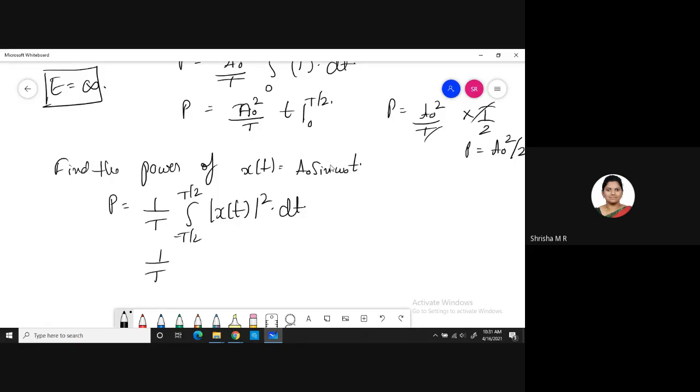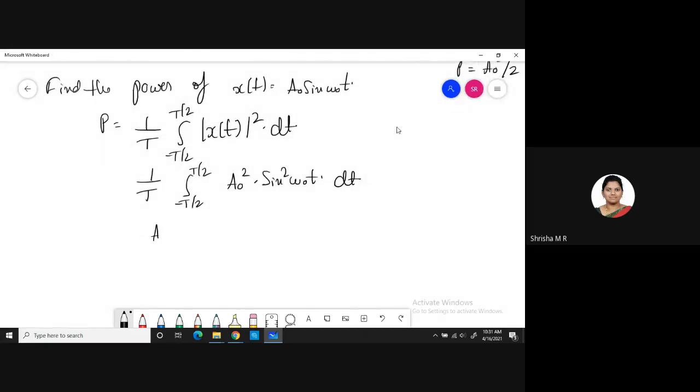So I get 1 by T, limits minus T by 2 to T by 2, A naught into sine omega naught t whole square. So it's A naught square into sine square omega naught t into dt. A naught square is a constant, take it to the other side. So you have A naught square by T integration minus T by 2 to T by 2 sine square omega naught t into dt.